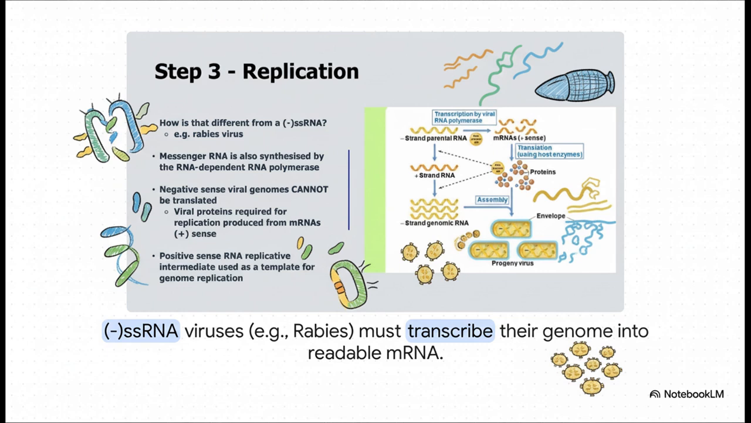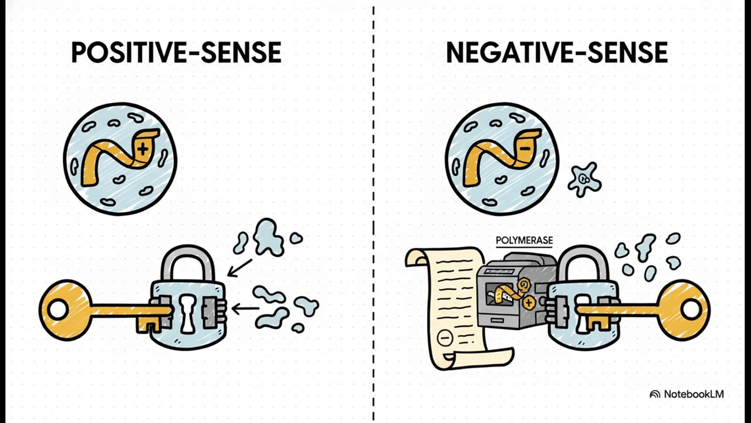Since their genome can't be translated directly, they have to come prepared. They bring their own tools. Tucked right inside the virion, already made, is their own RNA-dependent RNA polymerase. As soon as the virus gets in, that enzyme gets to work, using the negative sense genome as a template to make readable positive sense mRNA strands. Then, the host ribosomes can jump on and translate those into viral proteins, including, of course, a whole lot more of that polymerase enzyme. This slide really nails the comparison.